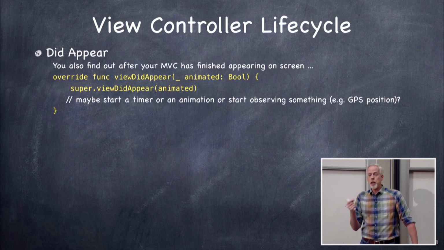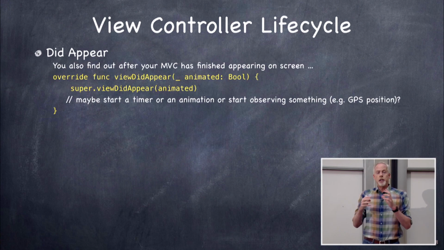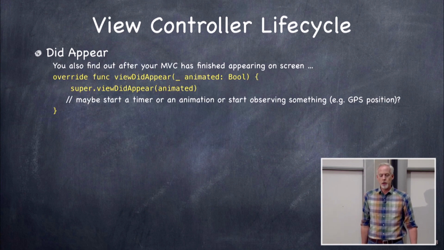Start a timer that does something on screen. Start observing something in the world, like GPS locations or maybe the gyro position of your phone. Those are all the things you can do once you're on screen. So that's what viewDidAppear is really good for.